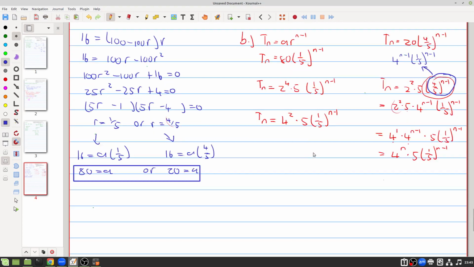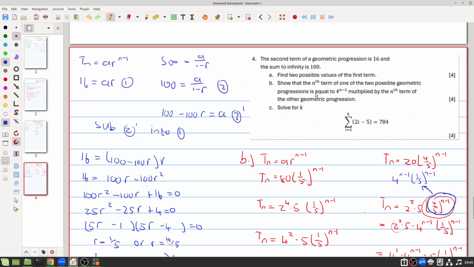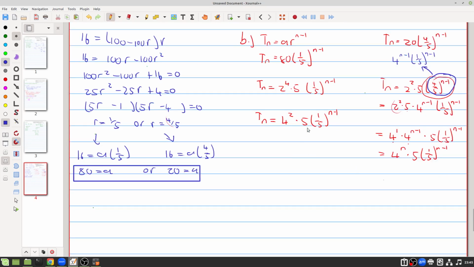And now the next part is from here. What do we do from here? So we've got a clue. We've got a 4 to the power 2, we've got a 4 to the power n. So that gives us a clue here. 4 to the power n minus 2. That involves both of those ideas.